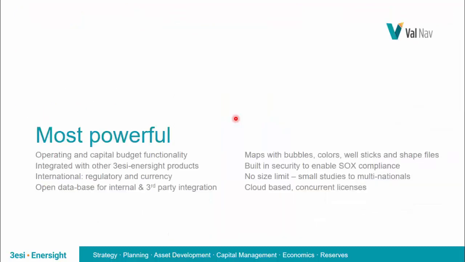So why do I think Val Nav is the most powerful software available for you today? Well, part of the answer is all of the things that I've already shown you. But I'm going to talk about two or three other things that you haven't seen yet. First, Value Navigator not only is a reserve and evaluation tool, it can also be used to steward your operating budget and create your operating budget. It can also be used to steward your capital budget.